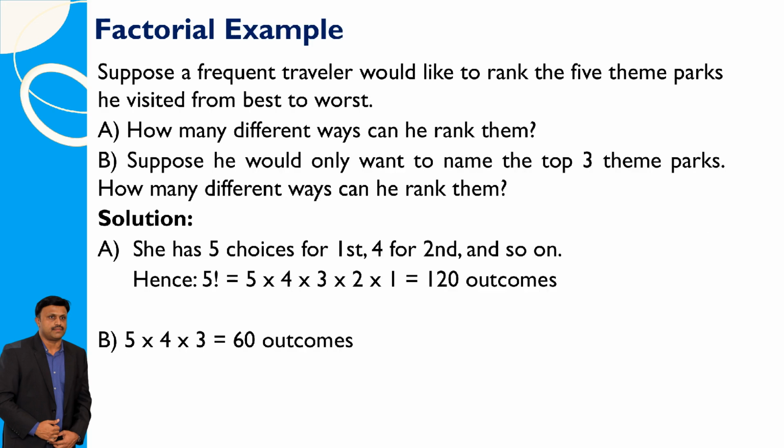A frequent traveler wants to rank 5 theme parks from best to worst. There are 120 possible ways to rank all 5 parks, 5 factorial. If the traveler only wants to name the top 3 parks, there are 60 possible ways to do so: 5 times 4 times 3 equals 60.